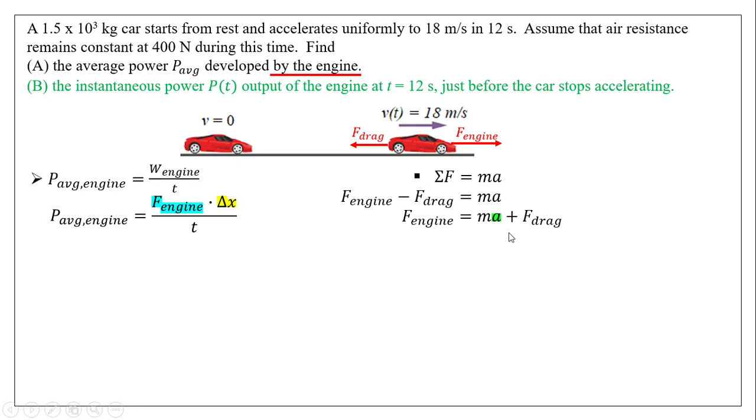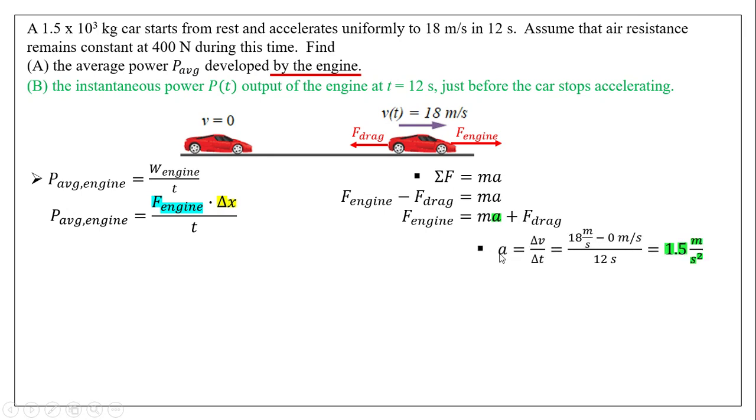And then here you notice you have m. M is 1,500 kilograms, which is the same thing as the scientific notation here. A, I highlighted because I don't know what A is. F drag, I do know because it says F drag is a constant 400 newtons. So the only thing I'm missing here is A. So therefore I need to find A.